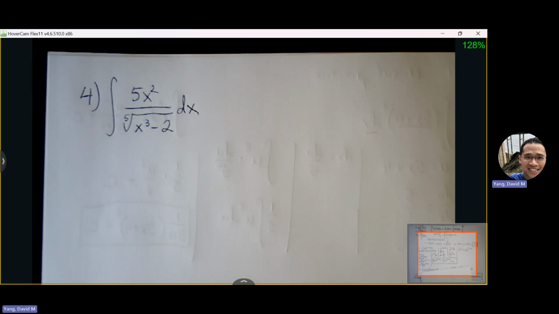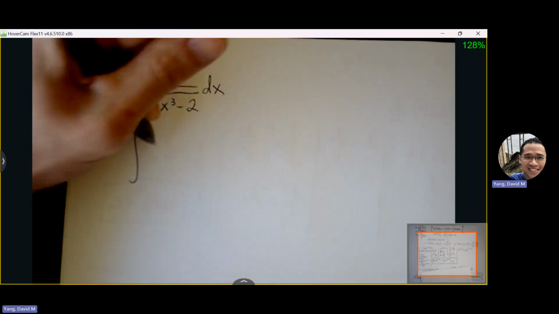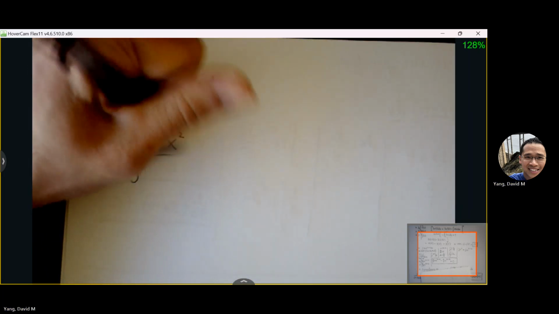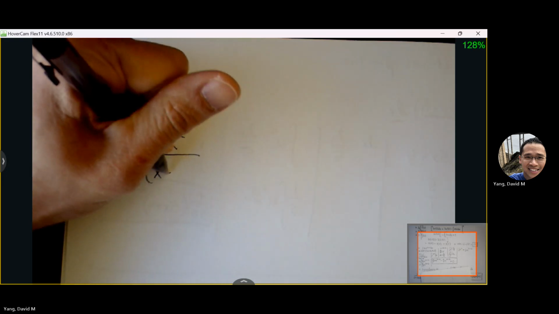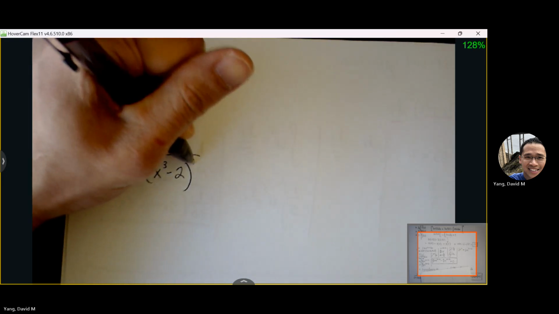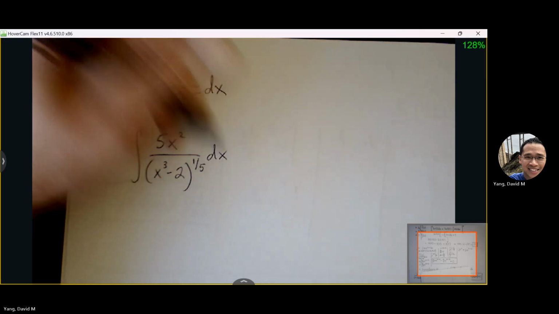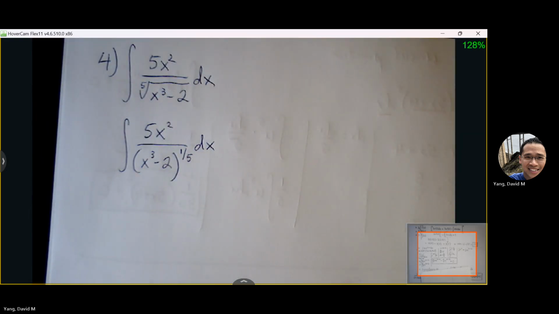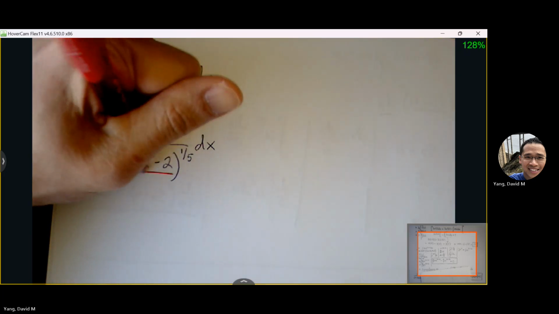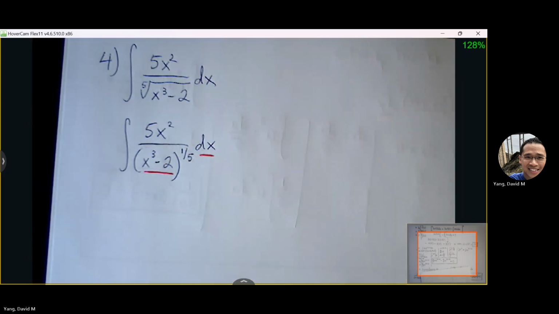Number 4, too complicated, with too many terms in the denominator. We can't split up into individual fractions and rely on power rule. So we want to use substitution, but we would like to see a set of parentheses before we do that. So let's get that denominator to show us a set of parentheses. Find a replacement for the x cubed minus 2, and then algebraically, we can also find a replacement for dx.